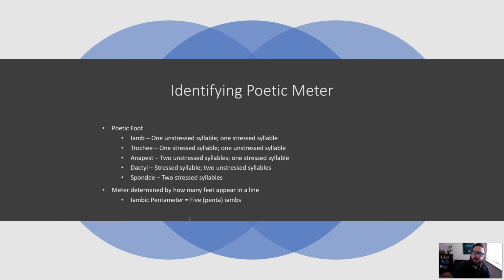So meter is determined by how many poetic feet appear in a line of poetry. Iambic pentameter, so 5 iambs per line. Penta means 5, 5 iambs per line, iambic pentameter. This is where we get "But soft, what light through yonder window breaks." You could map that out. Not that we actually speak like that, not that we actually read the play that way. But you get the idea.